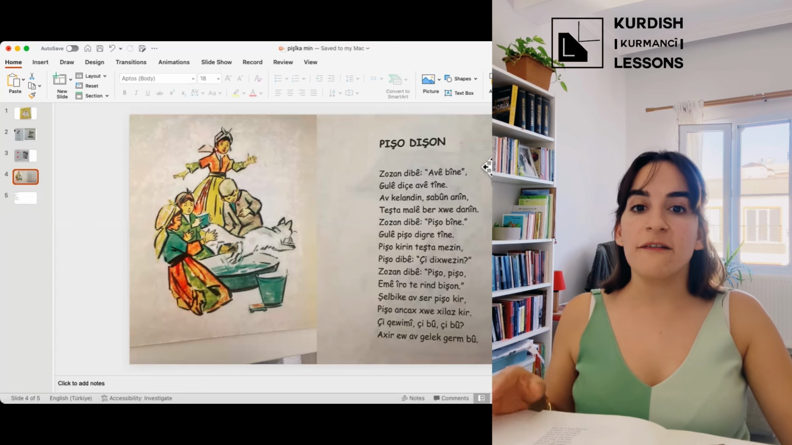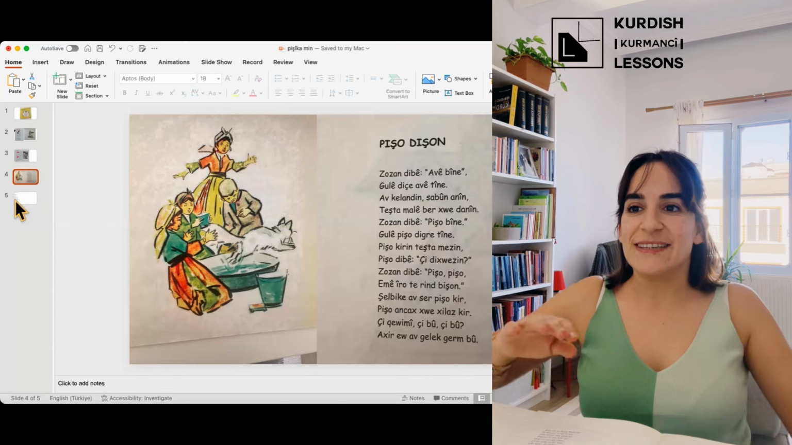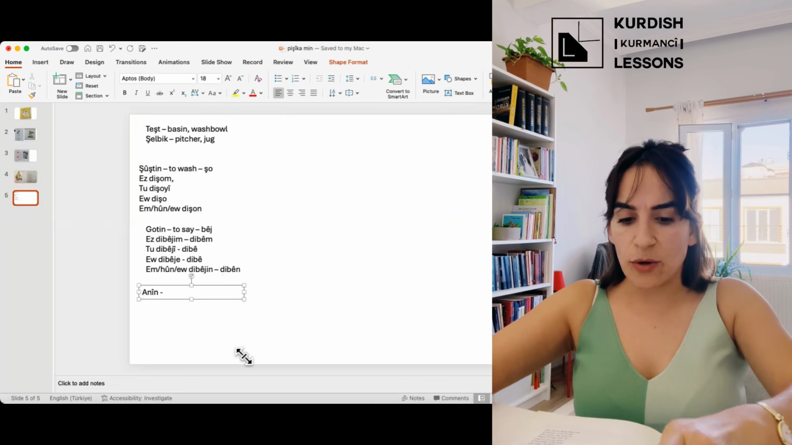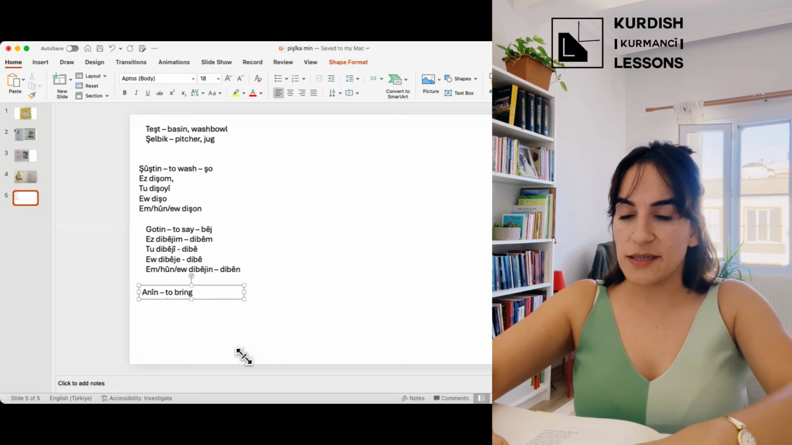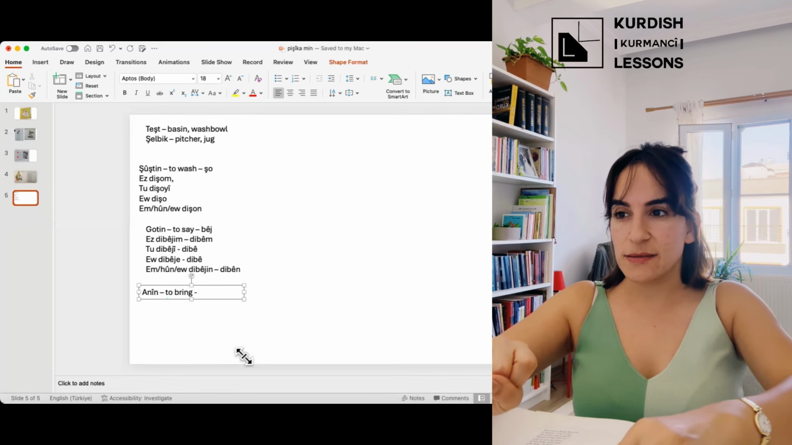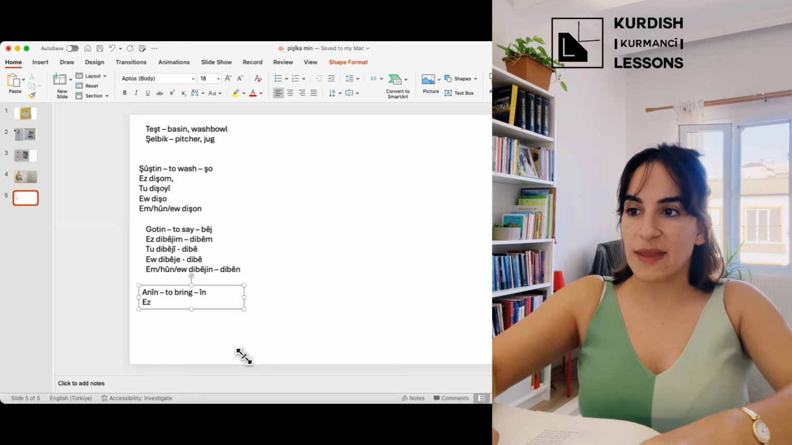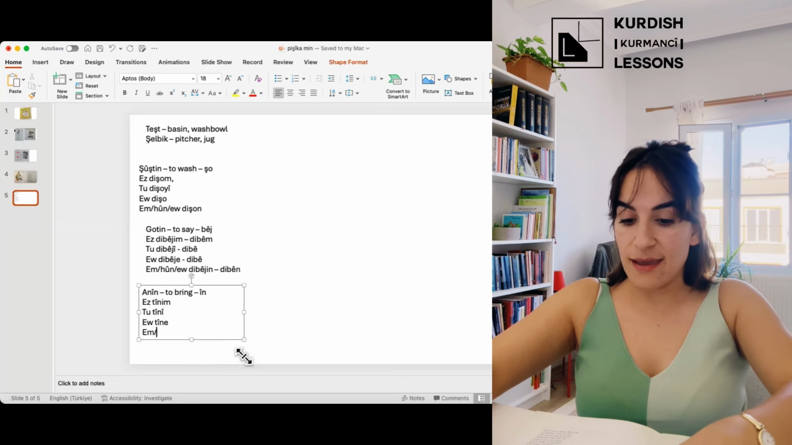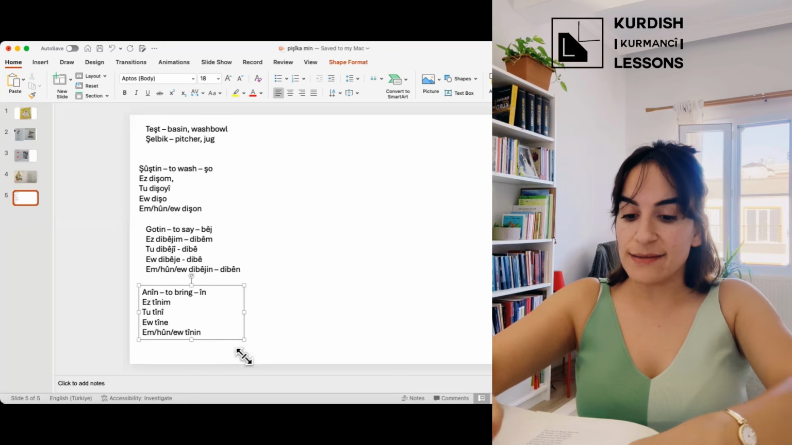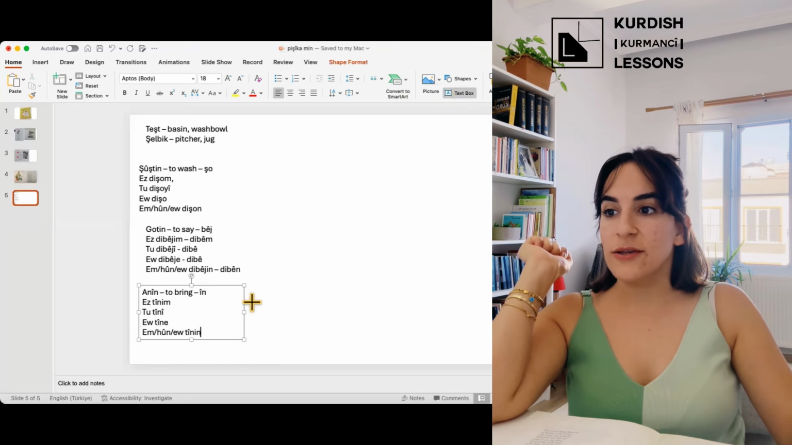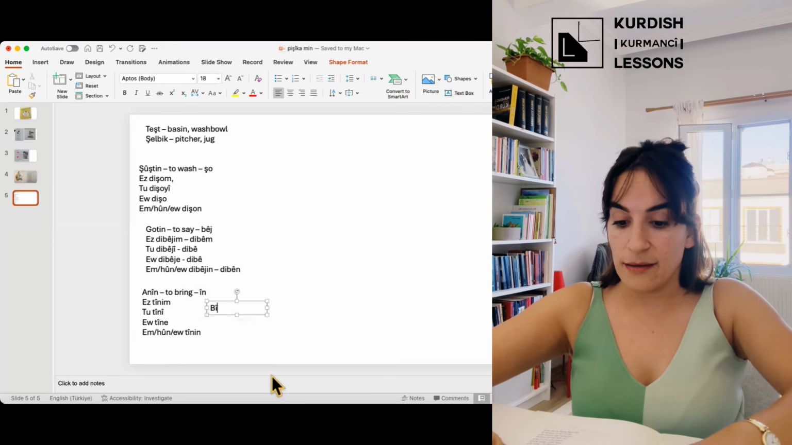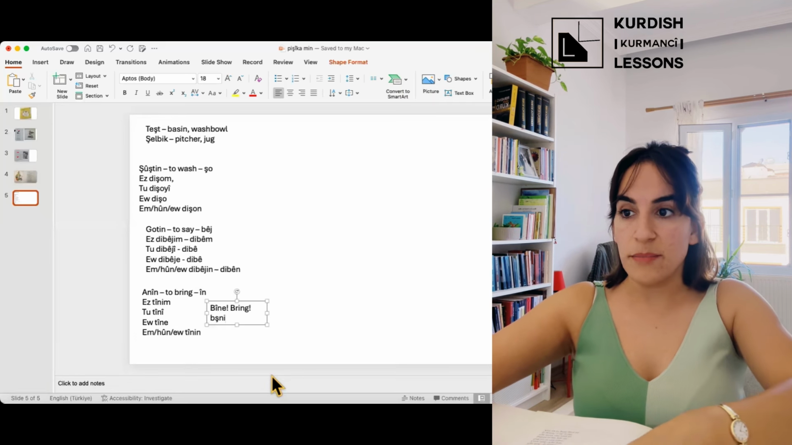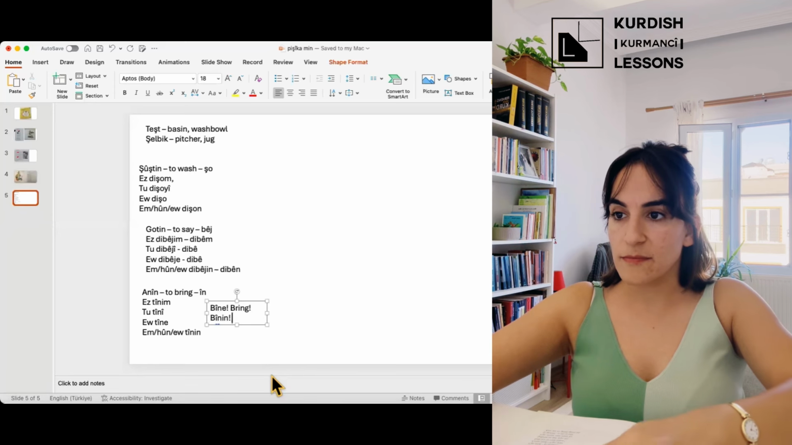Zozan de beje ave bine, bring the water. So bine is the imperative form. Anin is to bring, and this verb is a little bit irregular because the stem is in. So in present, es dinim, tu dini, ev dine, em hun ev dine. Okay? And when it is imperative, you say bine, bring, bine, bring. Okay, for singular one. And if you are speaking to many people, bine, bring, bine. Okay, bring plural.